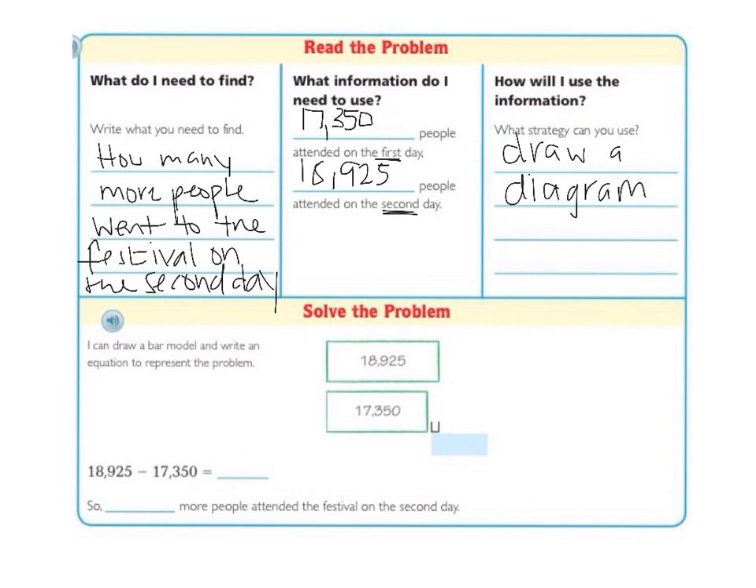Now, in the Solve the Problem box, we have two bar models, one representing the second day and one representing the first. You can see that the second day, the bar has 18,925, and the first day had 17,350. And the second bar is not quite as long as the first bar. That's because one number is bigger than the other. So we subtract to find out which one is bigger. Let's do it to the side.